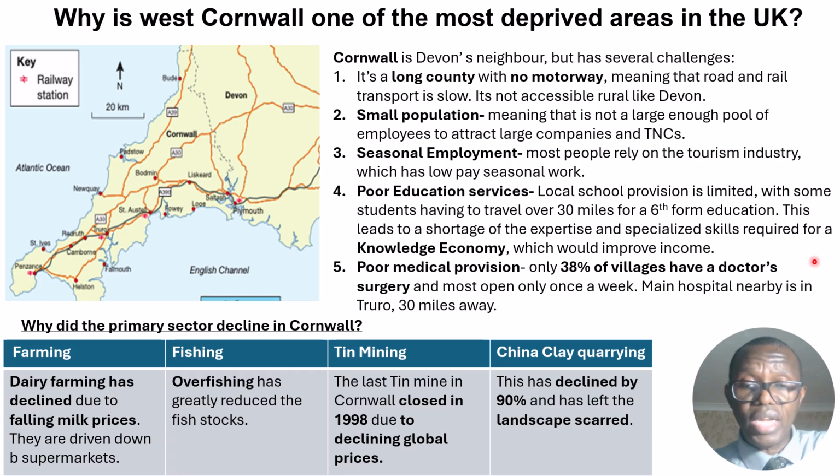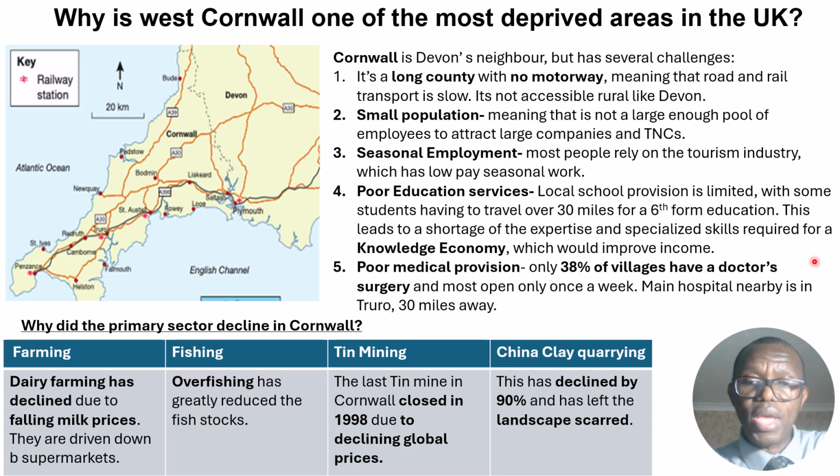Then the third challenge is that a lot of people there have seasonal employment, which relies on tourism. Now, tourism obviously is just basically low-paid seasonal work, and that is a problem because it's likely to propagate poverty in the area.